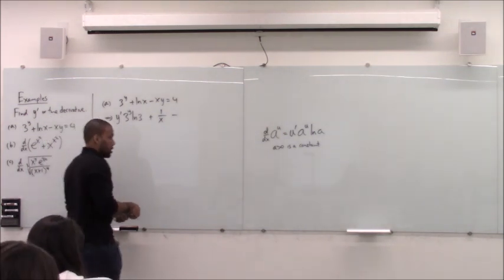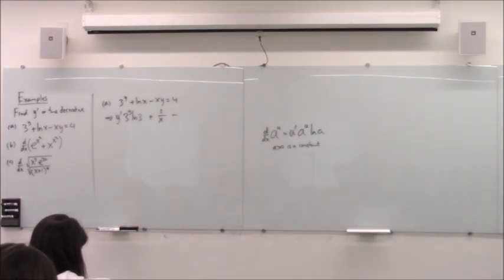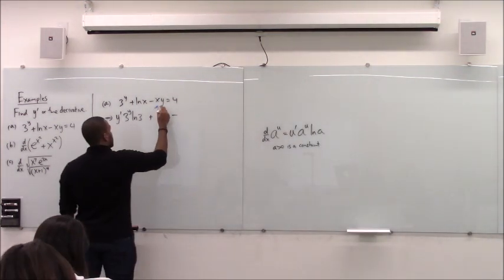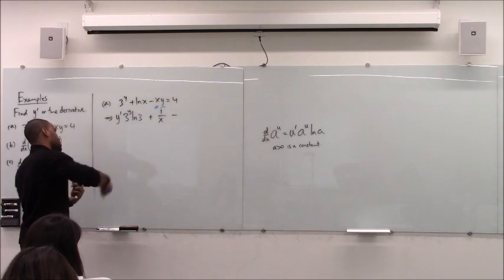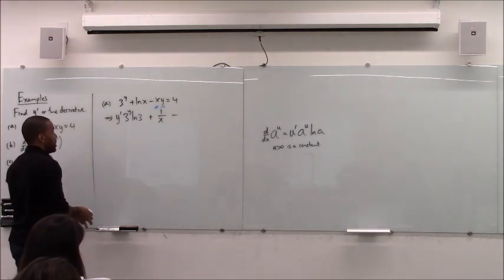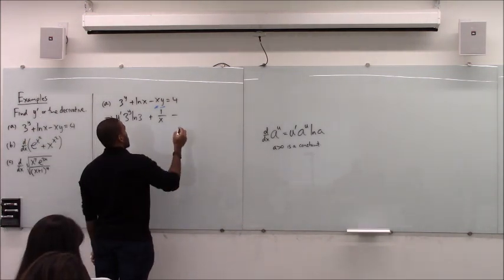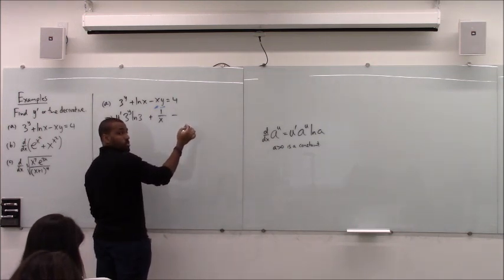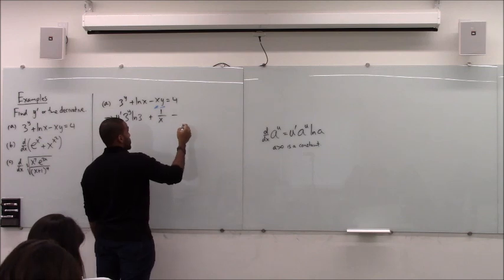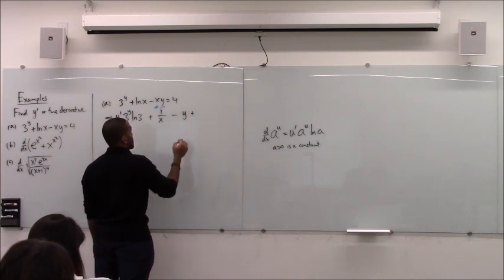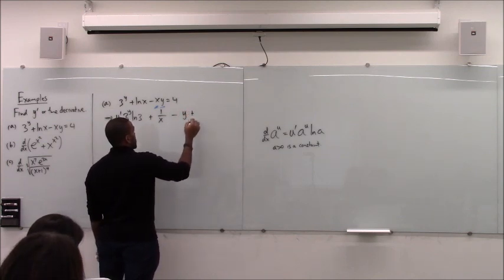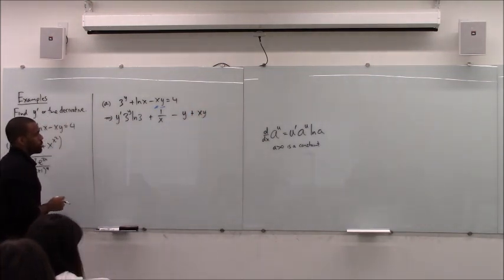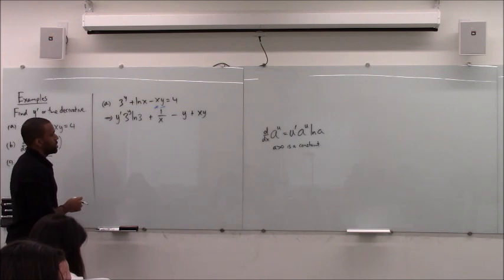Product rule, right? So I have two functions multiplying each other, x and y, and so you differentiate one, leave the other, then differentiate the other one, leave the first one, and what does that give us here? y plus x y prime. No, not exactly. How did you get the y? Okay, y plus x y prime.